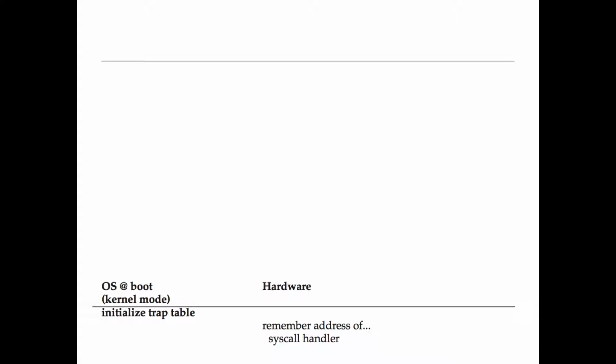So could something go wrong if you could change the trap table in the user mode? Or why wouldn't you change the trap table in the user mode? You can create complete havoc. If the open system call was at address A and you change it to C, something really bad can happen. And the hardware has to remember the address of all of these system call handlers.